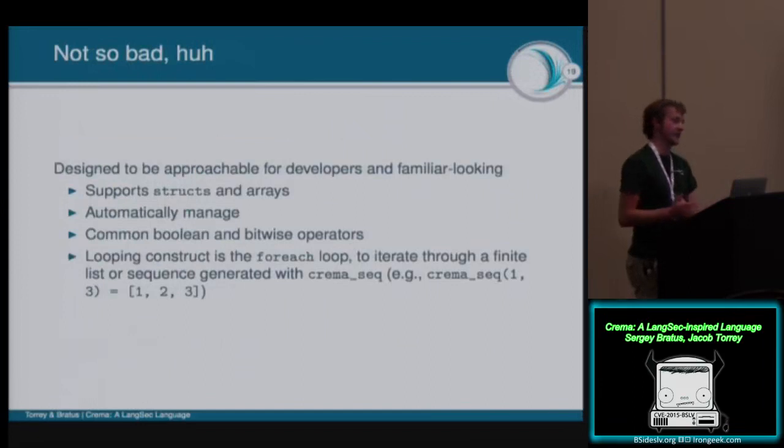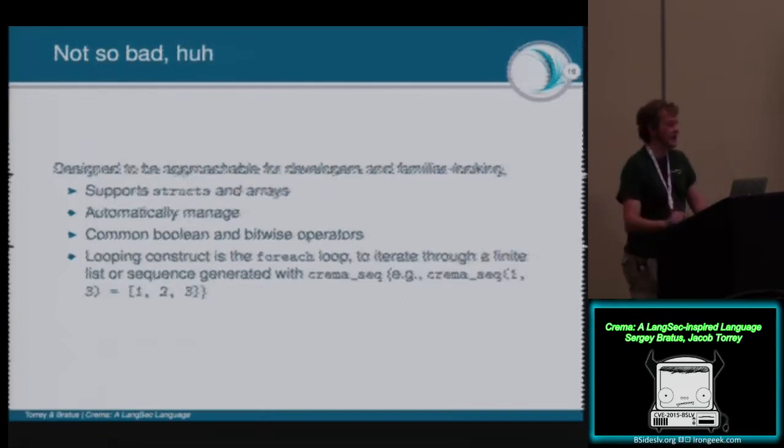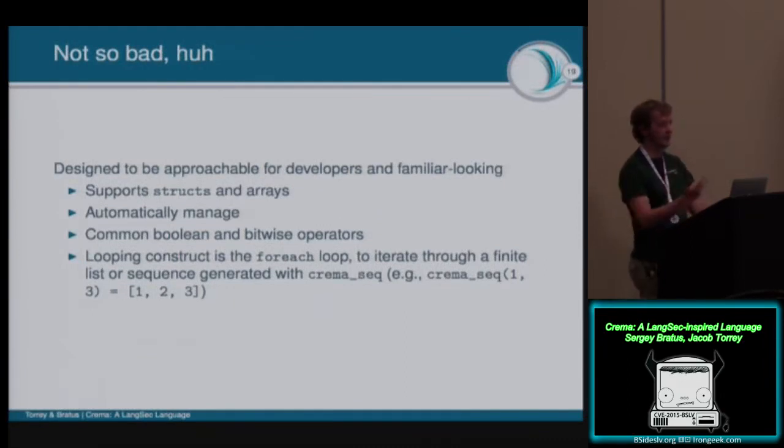So it supports your typical stuff, structs, arrays. The lists and arrays automatically scale, so you can just append stuff to lists if you need to. Obviously, you can't append stuff to lists that you're iterating through, because then you could just keep appending to the next one. But memory is automatically managed for that. You have all your normal Boolean and bitwise operators. Your main looping construct is for each. And if you just want to do a constant-time loop, you can just throw in a sequence generator. So Crema seq 1 to 3 will generate 1, 2, 3, so you can make an easy loop that way.